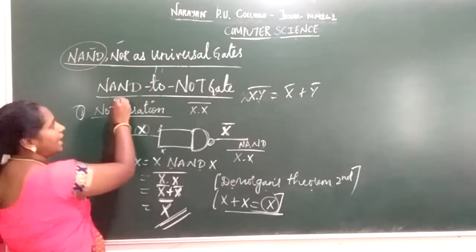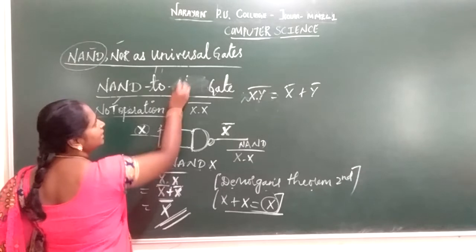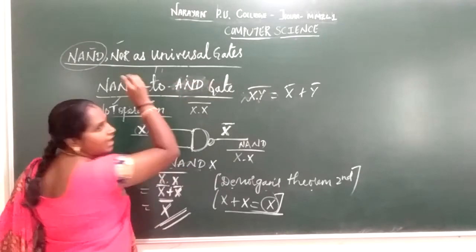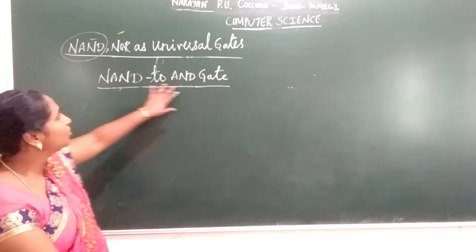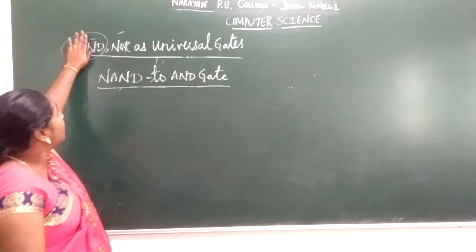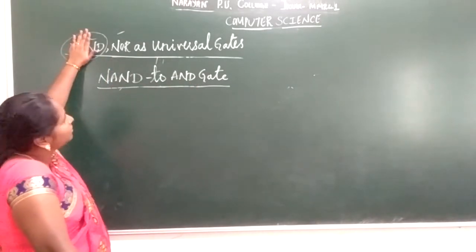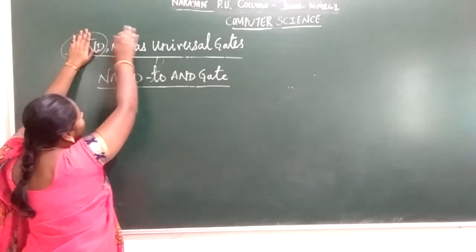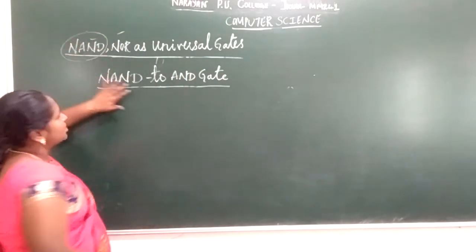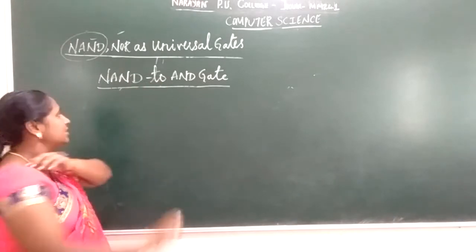Next we will see NAND to AND gate. The second operation is NAND to AND. So first you are considering only the NAND universal gate. Next we will see the NOR. First we will complete all the NAND operations: the first one we have seen is the NOT gate, the second one is the AND gate.